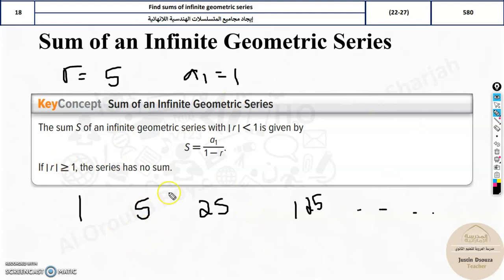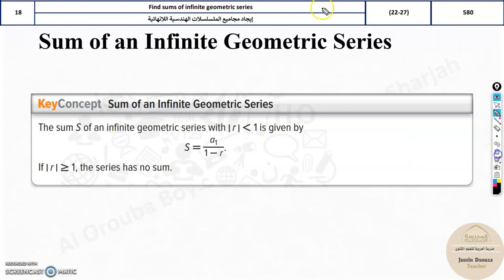Can you find the sum? Can I find the entire sum of this? No, it's not possible, right? But let me change this.